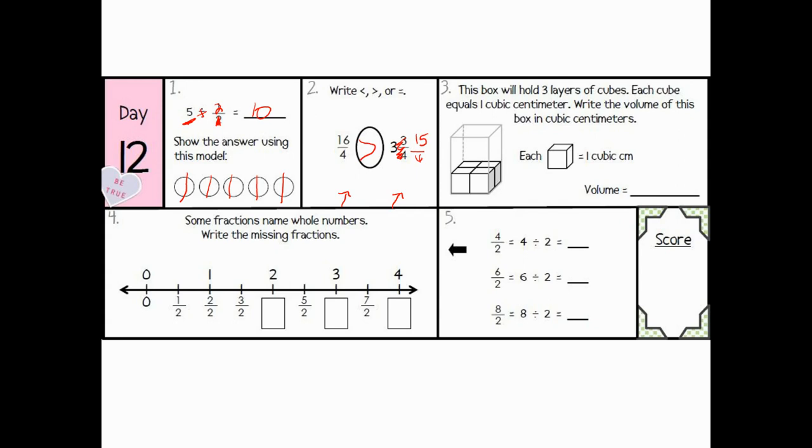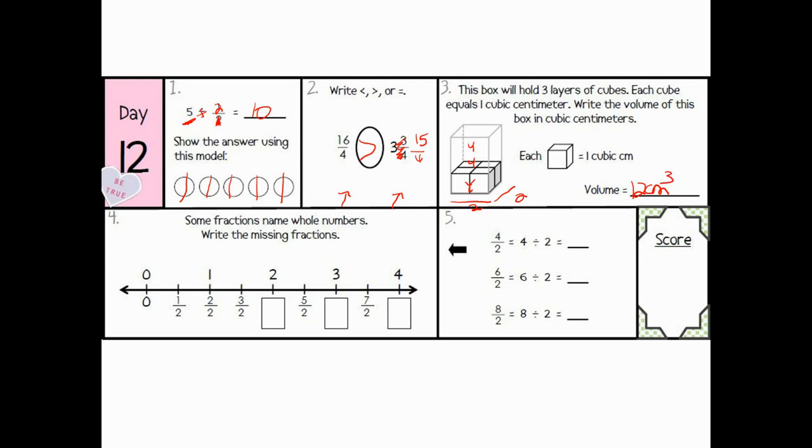Let's find the volume here. This box will hold 3 layers of cubes. Each cube equals 1 cubic centimeter. Write the volume of this box in cubic centimeters. I am first looking for my base, which is going to be 2 by 2 centimeters. Well, 2 by 2 is 4, which means my base layer here has 4. Now I've got to figure out how many more layers can I fit on top of that. I'm going to say there are 2 more, which means there are 3 layers. So I have 4 here, and another layer of 4, and another layer of 4. Well, 4, 8, 12. My answer is going to be 12 centimeters cubed, or 12 cubic centimeters.